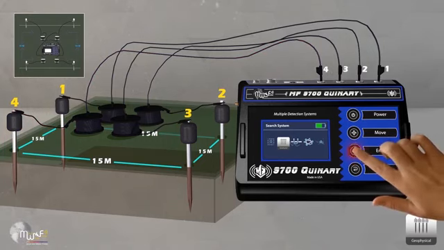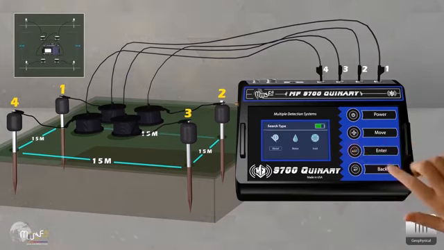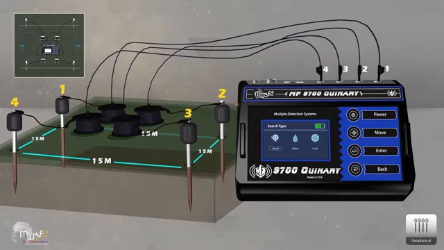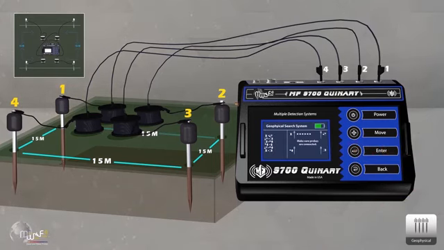Click Enter to display a message stating some recommendations for a successful scan. Choose the type of targets to search for: metal, water, or voids. Click Enter and the device will start searching between the probes.